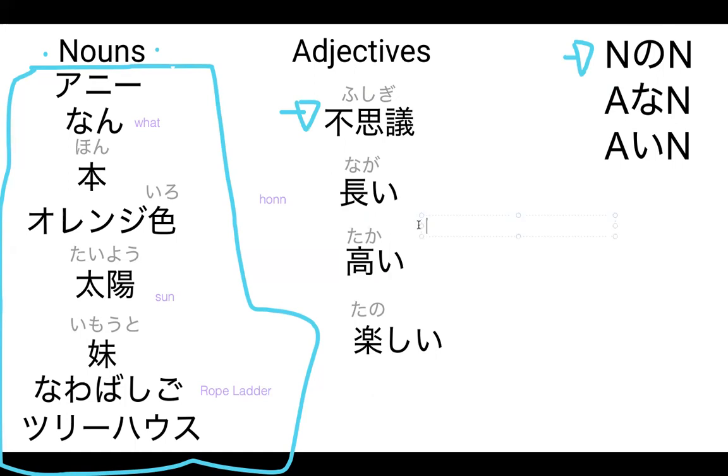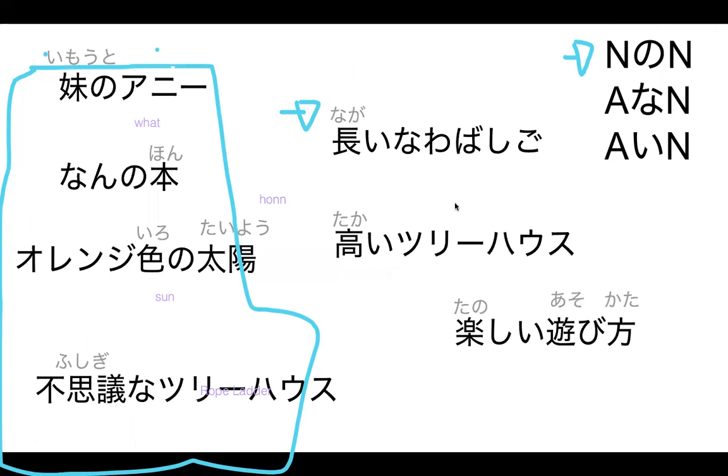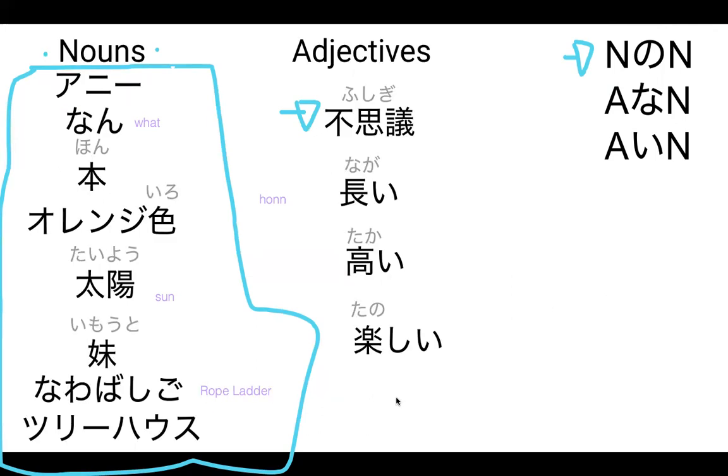So, hon no imoto. That would mean your little sister's a book? Oops. Oh, other way around then. Yeah, sorry. Imoto no hon. That makes sense. That would mean a book that belongs to the little sister, and that is a good little example. Theoretically, if you're in a fantasy world, it could be hon no imoto, which would be your little sister's a book. There could be a story about that. But in real life, this is probably more likely to be true.